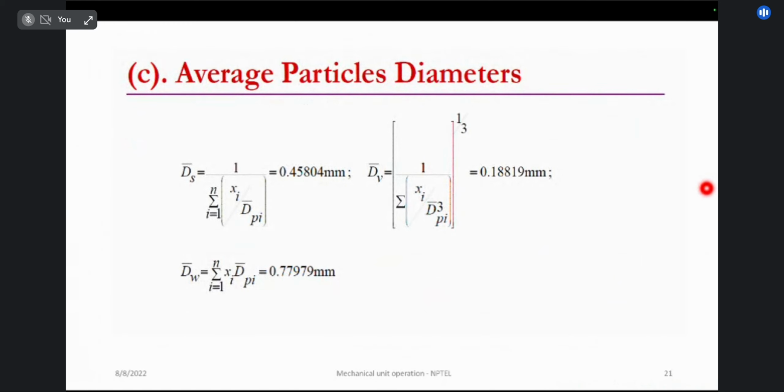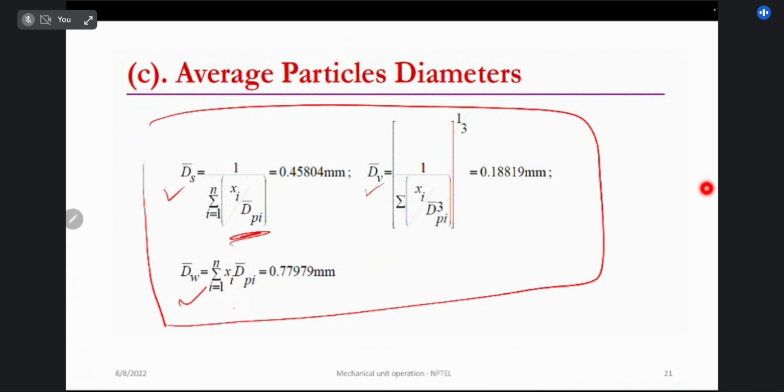Now average particle diameter was asked in the same example. So different kinds of diameters were asked: volume surface mean diameter, volume mean diameter, and mass mean diameter. For this we have the summation of xi by dpi, xi by dpi whole cube, and xi into dpi. We have to put all these summations in a particular manner in every equation, and at the end we will get the different kinds of diameters.